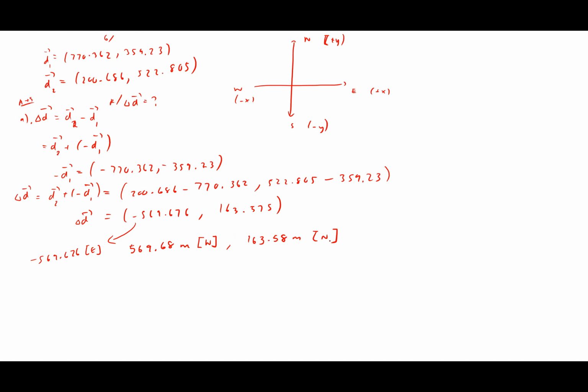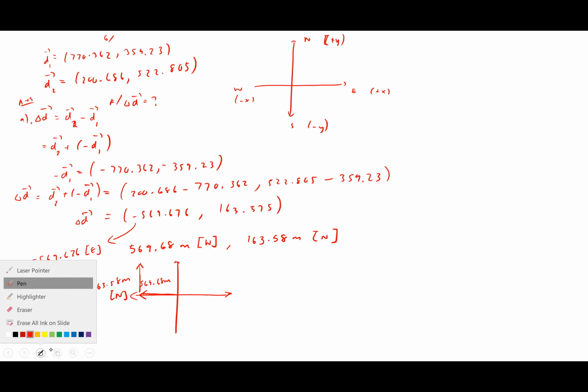Now they want you to find the displacement. These are the two components of your displacement vector, right? So if you're going 569.68 meters west, you're going this way, and then you're going 163.58 meters north. So your displacement here should be somewhere there. So this is your displacement vector, right?